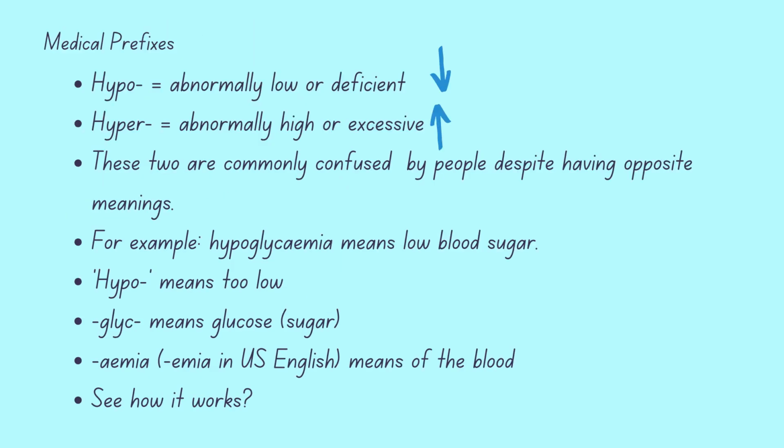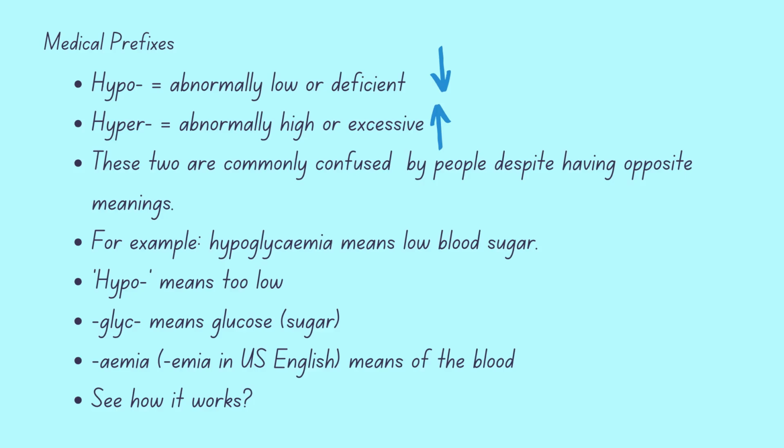So we're going to start with a couple of important examples. We've got a pair of prefixes here that mean opposite things. Hypo means abnormally low or deficient, and hyper means abnormally high or excessive. It's very common for people to get these two confused because they have opposite meanings, but they sound quite similar, so it can be a bit challenging to understand the difference, and it's easy to get them confused.